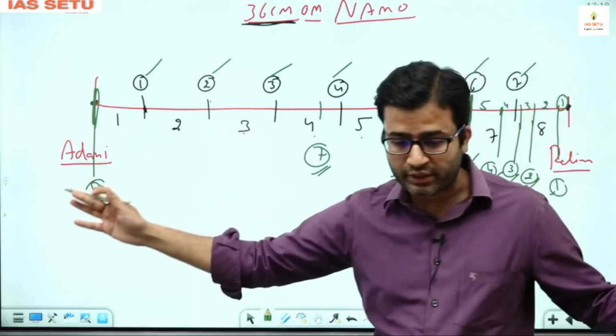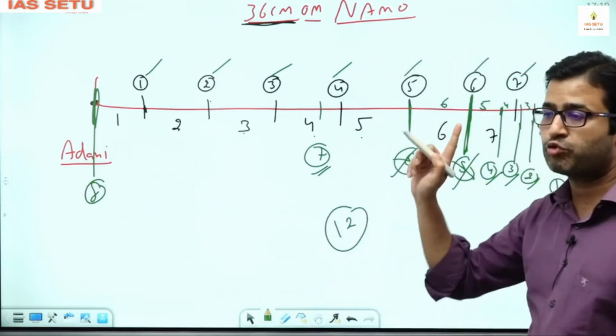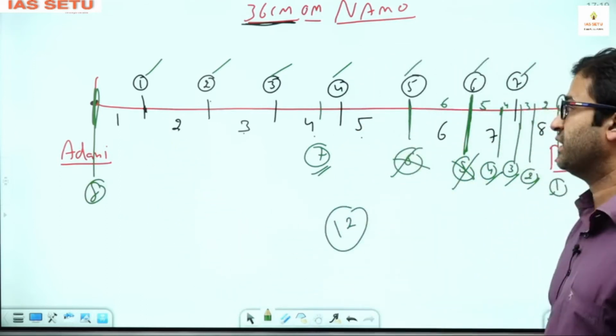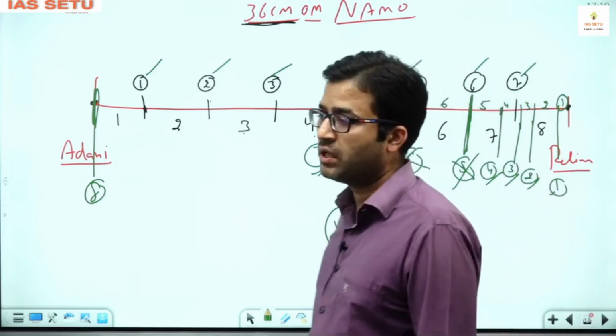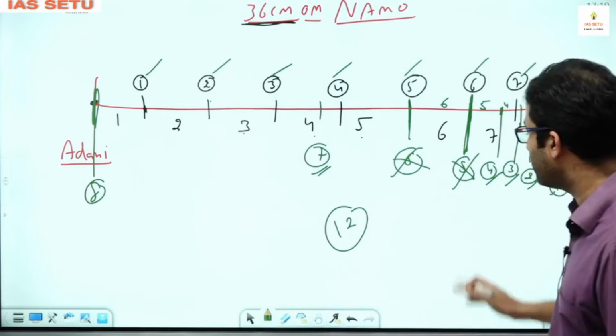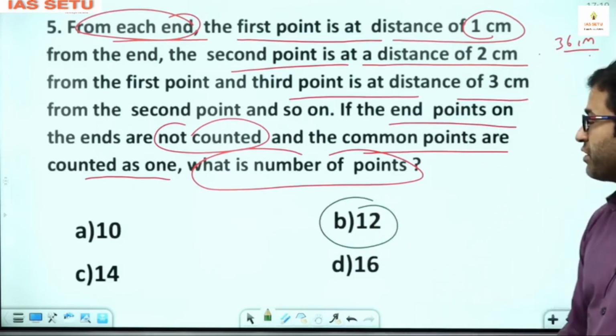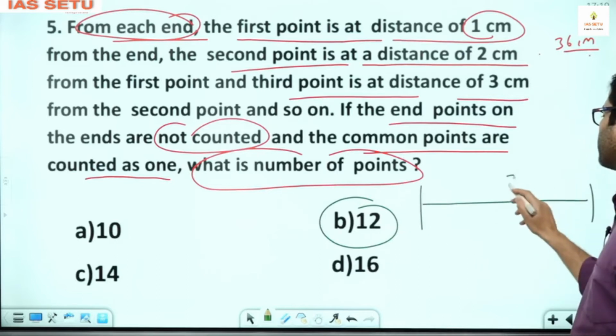Because the end points, Adani and Reliance, we cannot count. And the common point we have to count once. This is the condition here. Lengthy question. With the help of a diagram, it is easy to understand. So here there are 12 points. So the answer here is 12. Answer B. Question number 5. Answer is B. 36 centimeter.